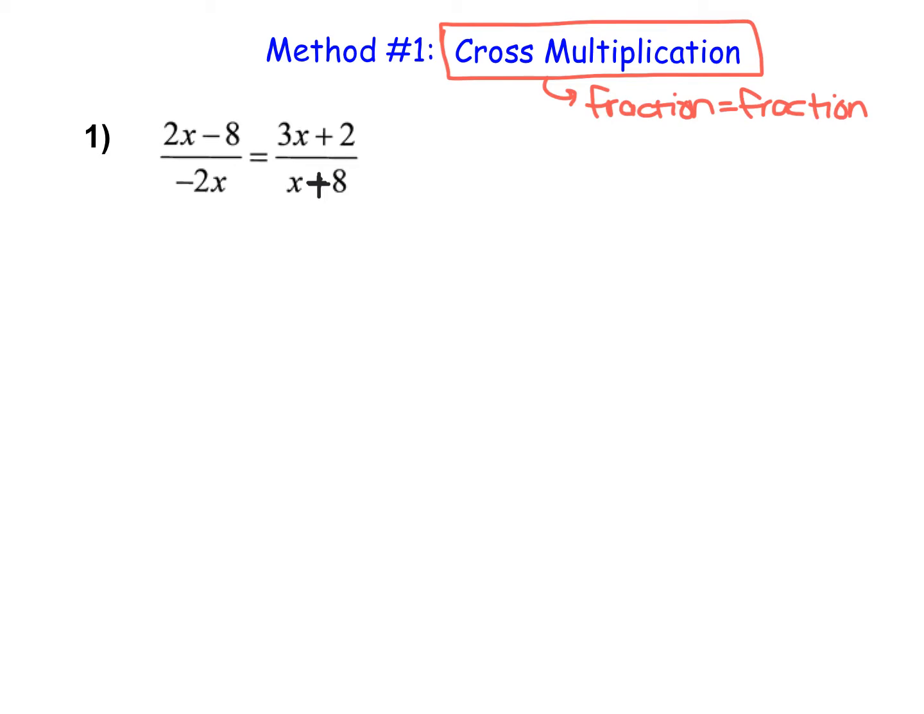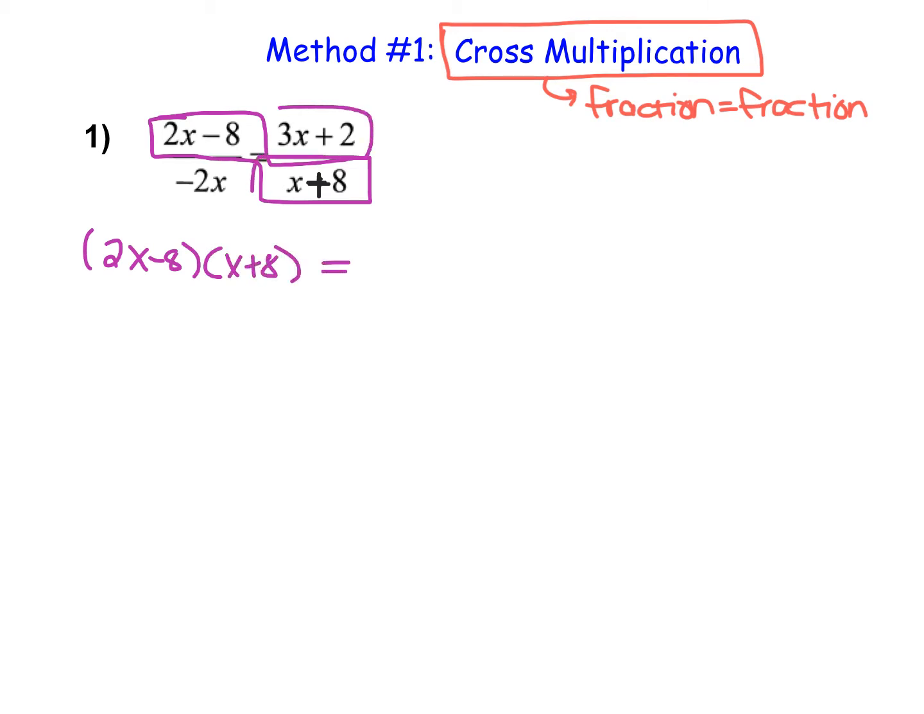When we use cross multiplication, we take the numerator of the first fraction and multiply it by the denominator of the second. And then we set that equal to the numerator of the second fraction multiplied by the denominator of the first fraction. So here we're going to have (3x + 2) times (-2x). From here, now that we've used cross multiplication, all we need to do is solve this.